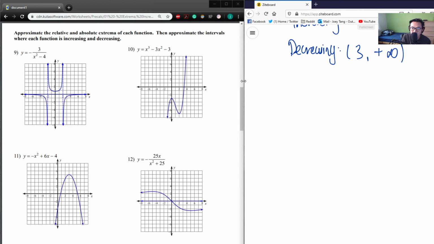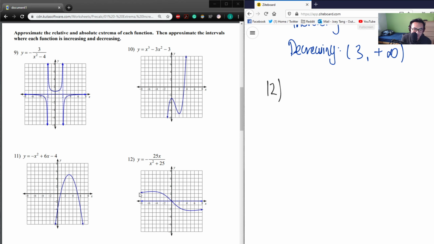Let's do question 12. Question 12, I have here y equals negative 25x all over x squared plus 25. So we have a very unique rational expression in this case. So let's see, do we have a period of maximums or minimums? So let's check.